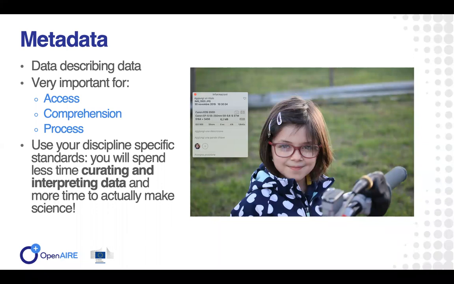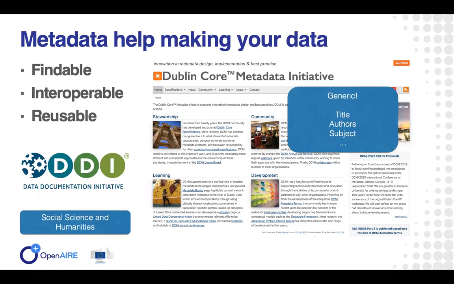Why is it important, for example, to use specific standards? Because you will spend less time curating and interpreting the data if you use the standards of your discipline. And also, you can spend more time to actually make and perform science. Metadata can help in making your data findable, interoperable, and reusable.